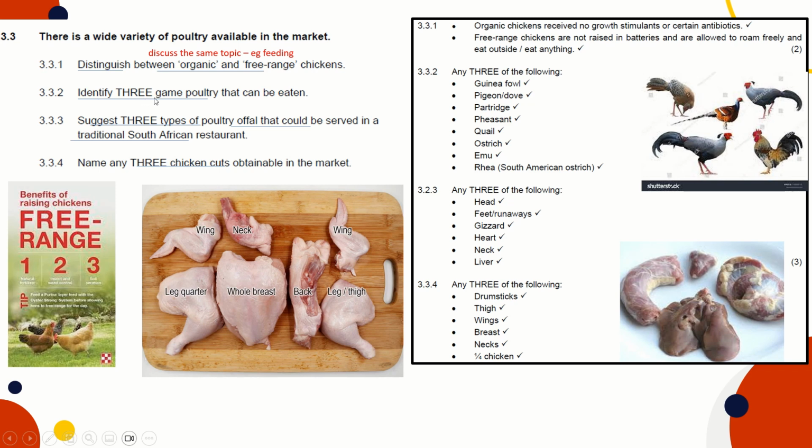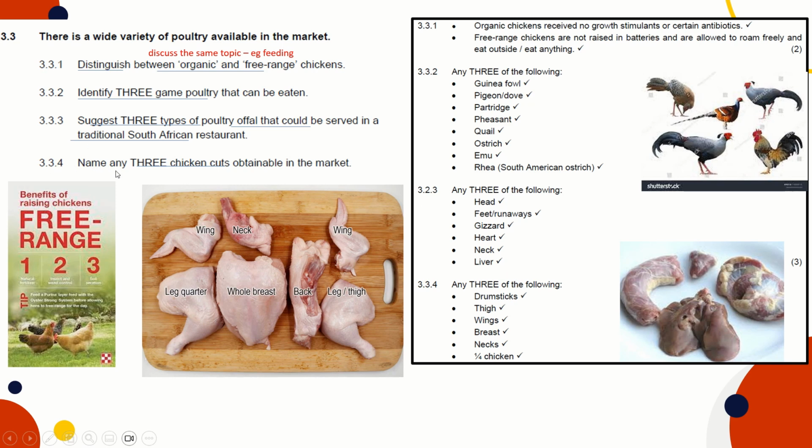Number 2, identify 3 game poultry that can be eaten. That is wild birds. It can be 3 of the following: guinea fowls, pigeons or doves, partridges, pheasants, quails, ostriches, and then also the emu and the rhea. 3.3.3, suggest 3 types of poultry offal that could be served in a traditional South African restaurant. Types of offal that can be obtained from poultry are the head, the feet or runaways, the gizzards, the heart, the neck, and the liver.